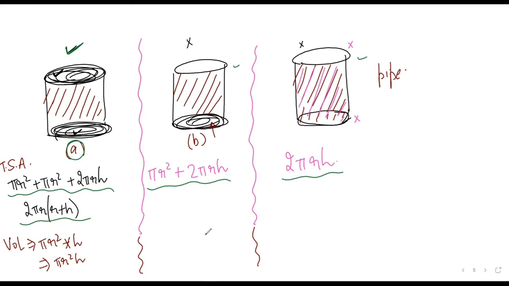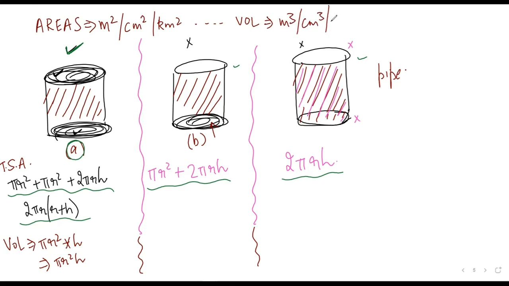Another thing that you need to remember is whenever you are calculating areas, the areas are always calculated as meter square or centimeter square or kilometer square, and the volumes are always calculated as meter cube or centimeter cube or kilometer cube. They don't give you kilometer cube, but I'm just writing. Or there are times when they will mention the volume in terms of liter also.